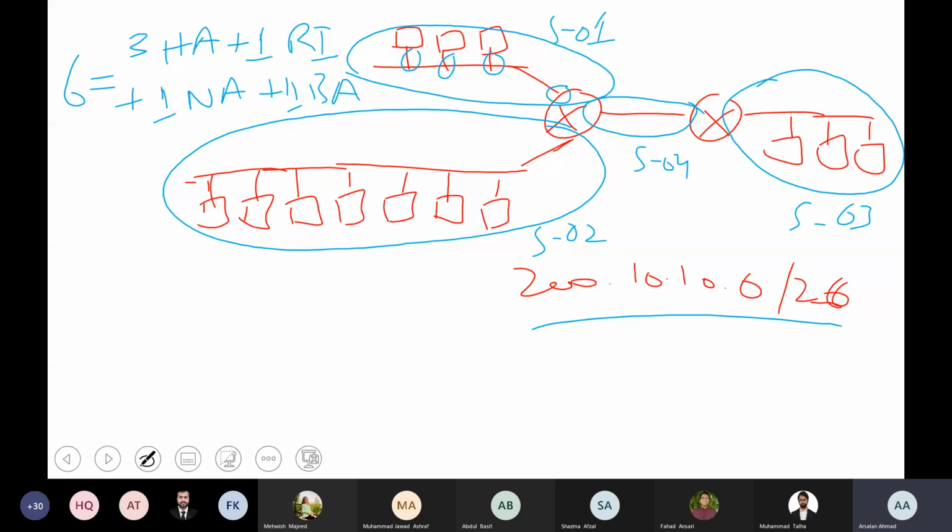Let's not go into the suffix part right now, but we know that for 6, how many bits of suffix are required? If the requirement is 6, if we need 6 addresses, then how many bits in suffix? 3, sir. 3 bits will be required because the next power of 2 is 8. But before moving on, let's calculate the requirement of each and every one. So you guys tell me what will be the requirement of subnet 2?